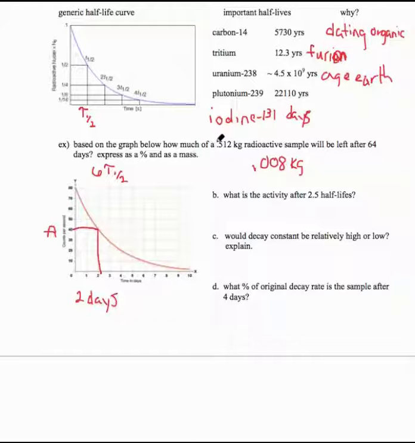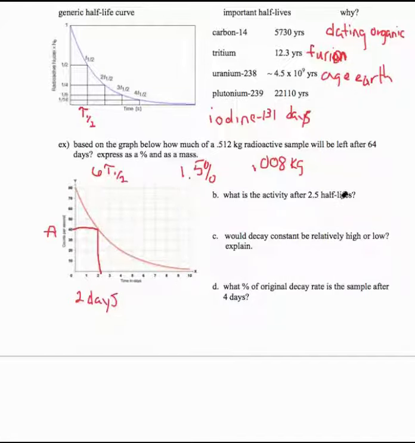Basically if we do 100 divided by 64, or 1 divided by 64, we get basically 1.5%. Sorry about that. We just had to do 100% divided by 2 to the 6, or 64, so it's 1.5% left.